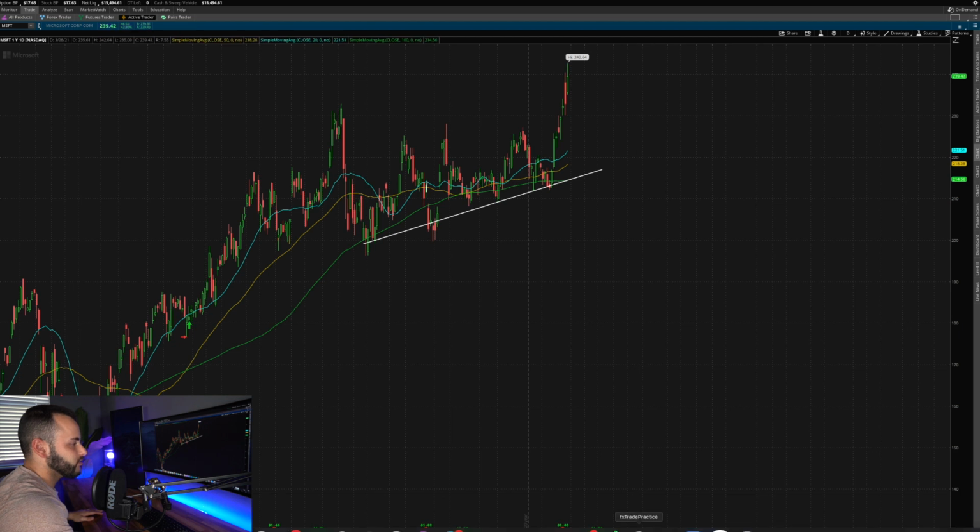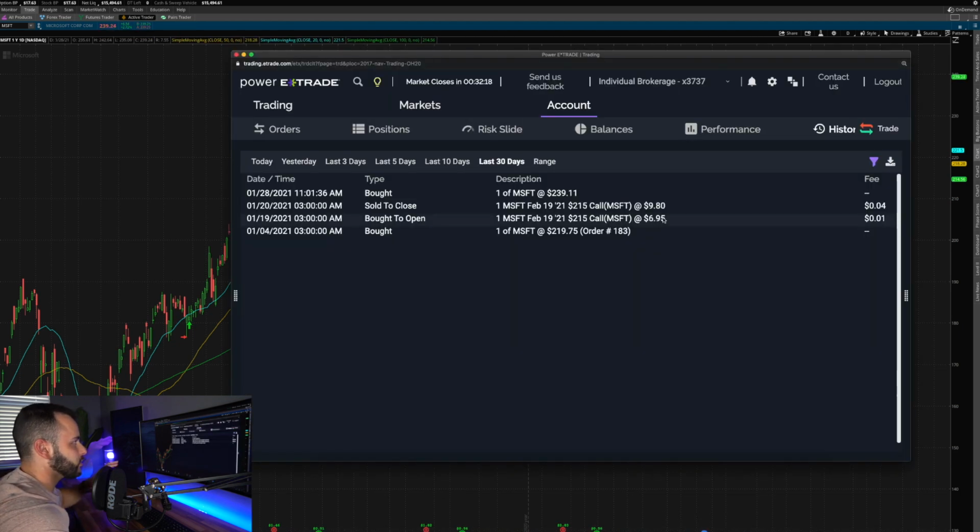I didn't take much risk. So here was the price, guys. I'm pulling up the long-term portfolio. Here is where I purchased it on the 19th, and that time is not correct, but I purchased it on the 19th at $6.95, and I sold it the next day, on the 20th, for $9.80. So just about a 41% gain on that one. Really nice trade. That was the trade, a February 19th 215 call.